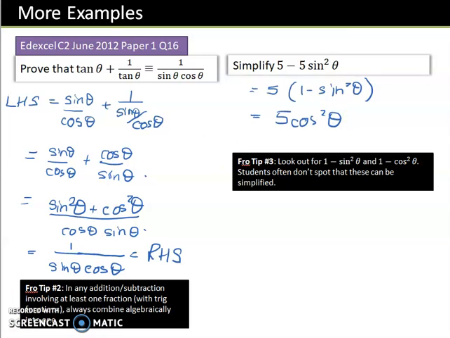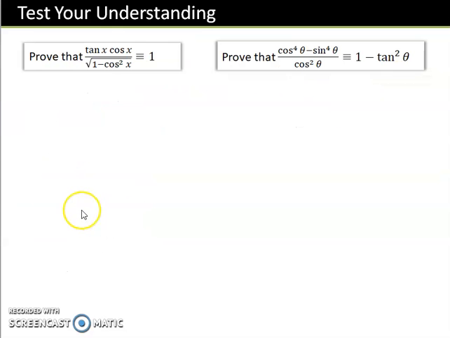Part of what makes this easier is playing, just playing with what you're supposed to be doing. This is a proof, so I'm going to have my left hand side. Do try this first, pause this and have a go. So I've got my 2 equations, my tan and my cos. This ends up as 1.